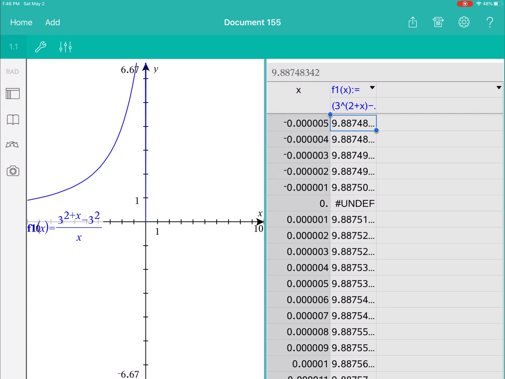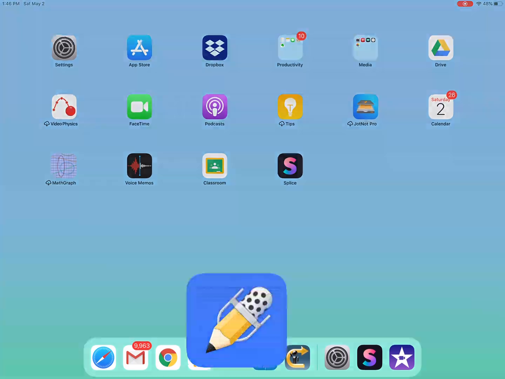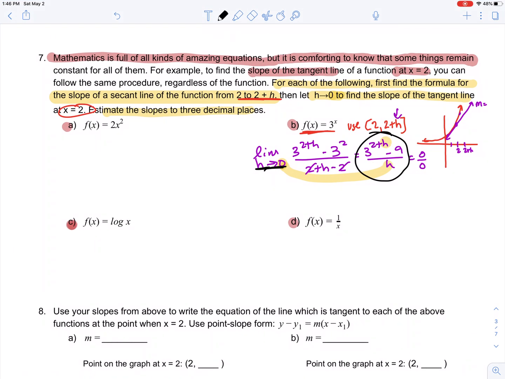If you round it to 3 decimal places, we're going to put that right back in our document right here. So this slope is 9.888. That is the instantaneous rate of change, 9.888. Our goal was to let h approach 0, and we found the slope of the tangent line.